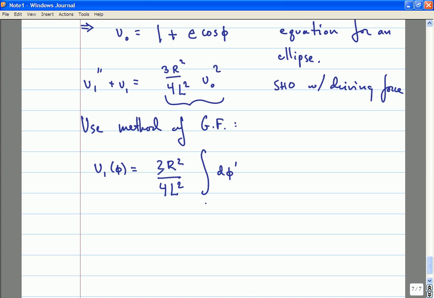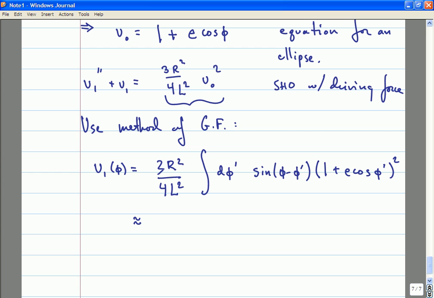of the Green's function, sine of phi minus phi prime, times the driving term 1 plus e cosine phi prime. So that's just some integral expression. Now, I don't get paid enough to do integrals like this in real time, so let me just tell you what the answer is. You go ahead and plug this into Mathematica or, I don't know, look it up in Gradshteyn and Ryzhik.